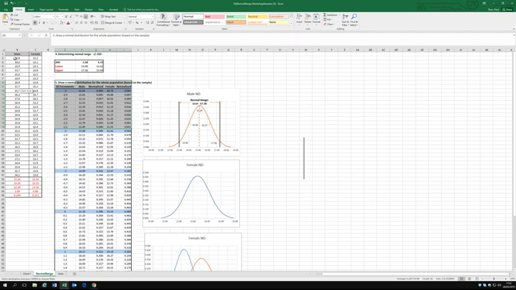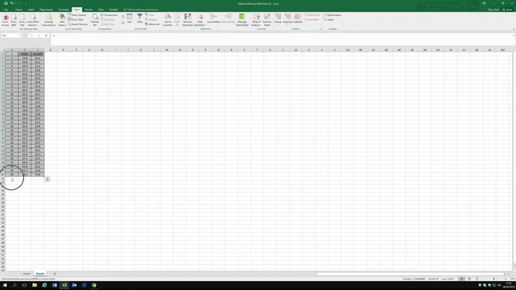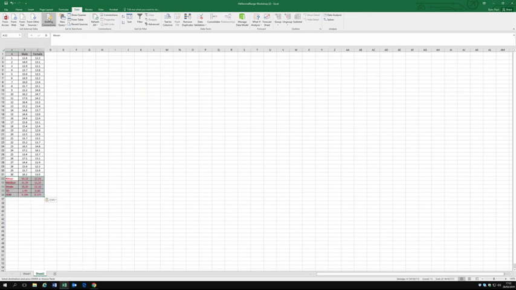So the first thing we're going to do is calculate our manual SDs. We could use the descriptive statistics for the mean and SD, but I'm just going to copy this over to our worksheet here, just to give you an indication of what we're doing.